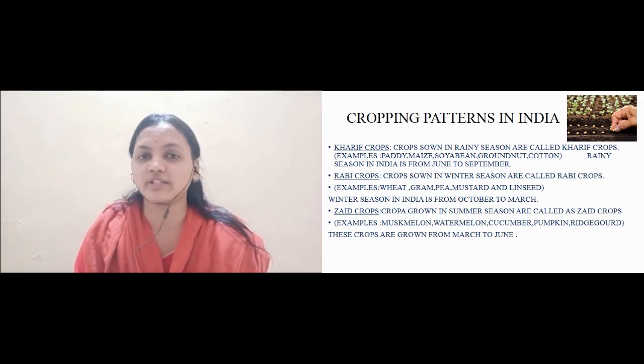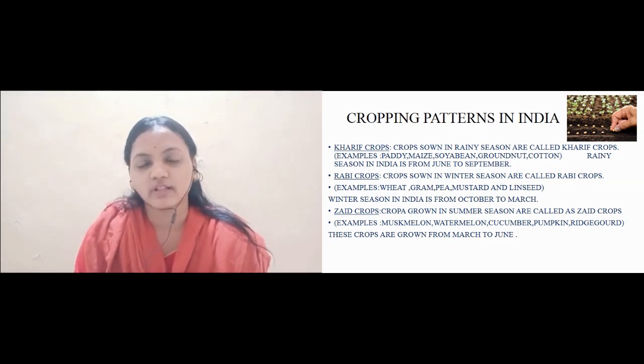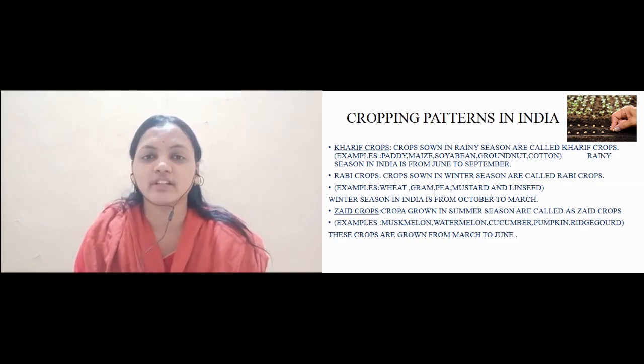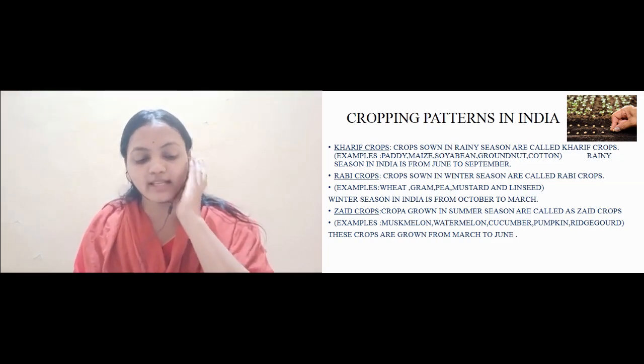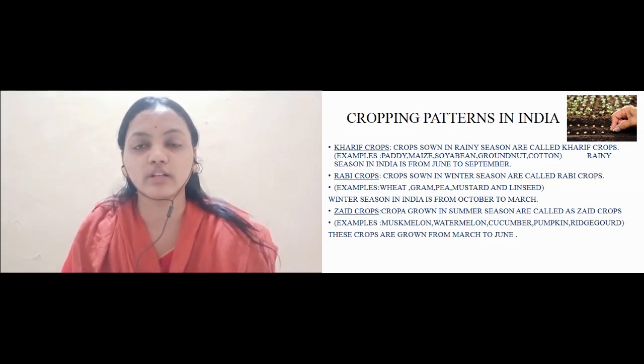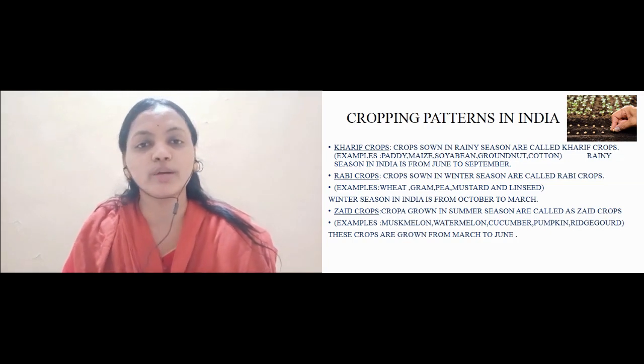The next cropping pattern is the Rabi crops. The plants which are grown in the winter season are called Rabi crops. The plants which are sown in the winter season are called Rabi crops. Now, what is the duration of winters in India? It is from October to March.